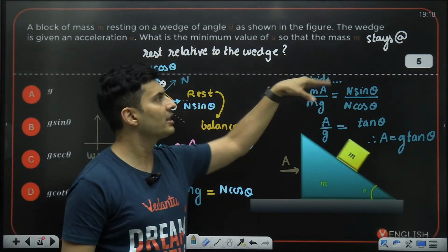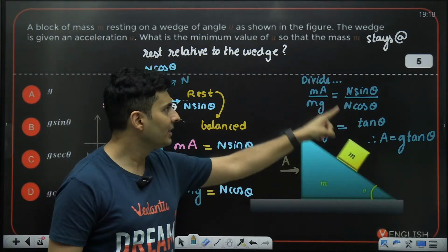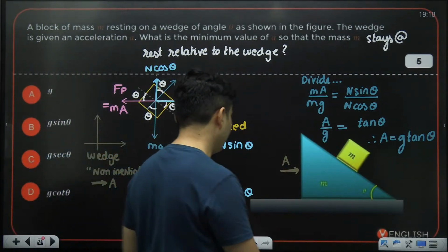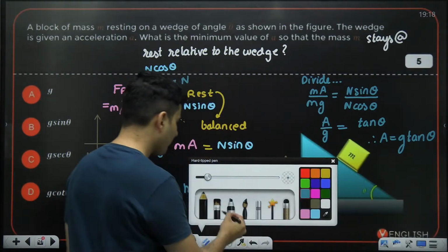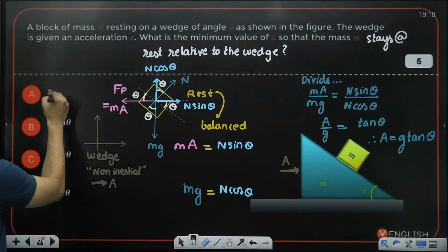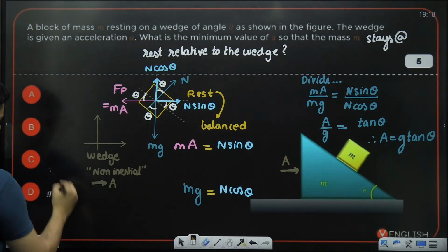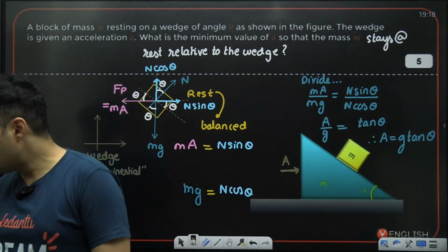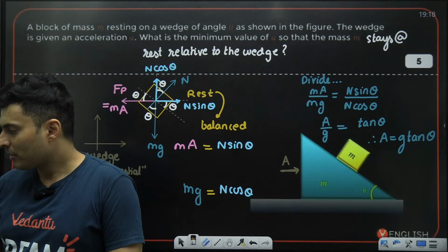How much will be the acceleration of the wedge so that the block stays as it is? The answer will be g tan theta. Everybody got this point? Forget these options over here. Yeah, amazing. Clear? Give me a thumbs up, guys.